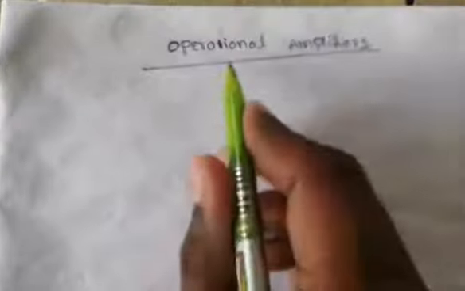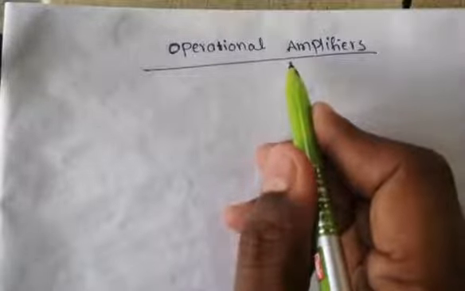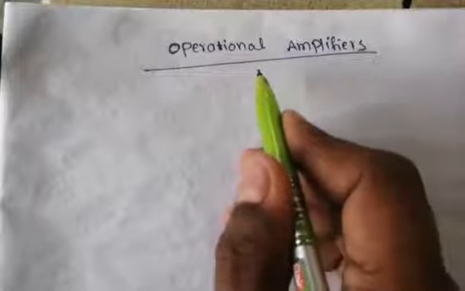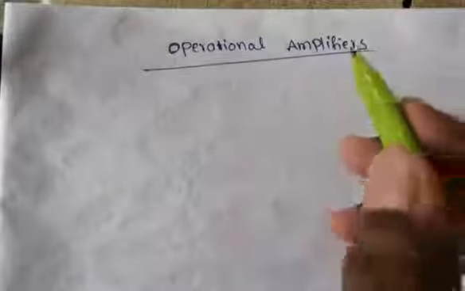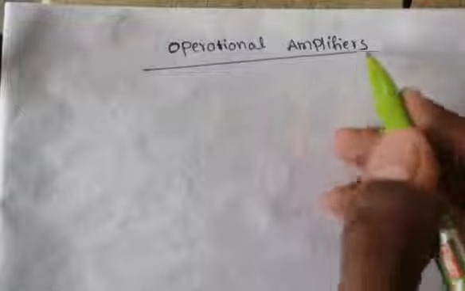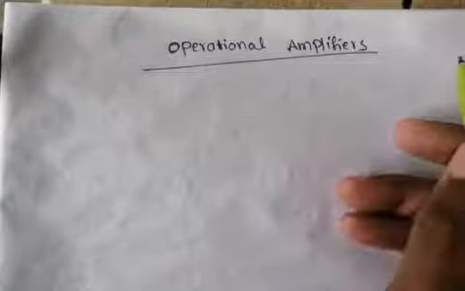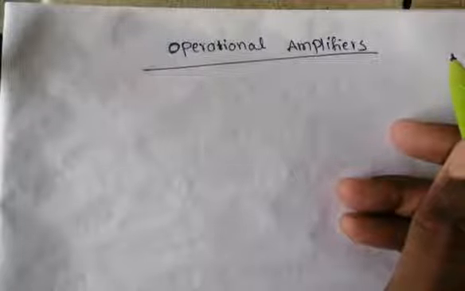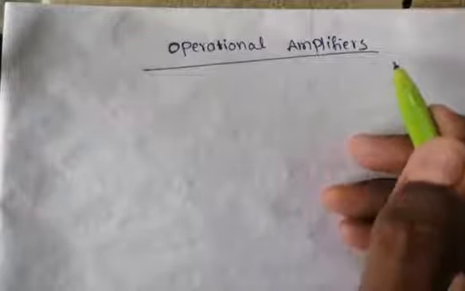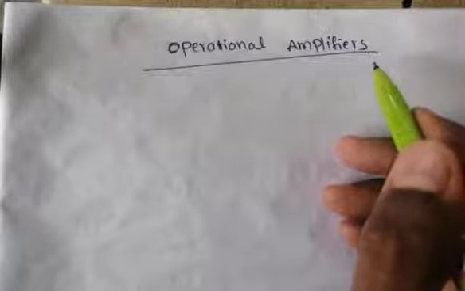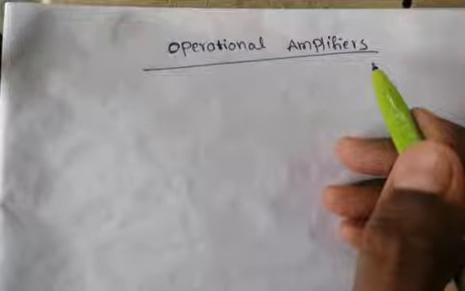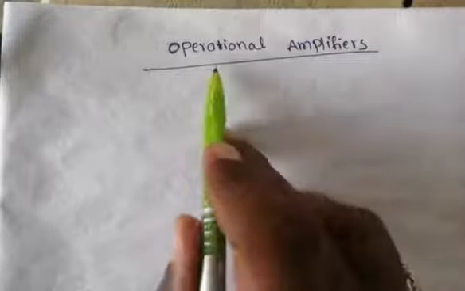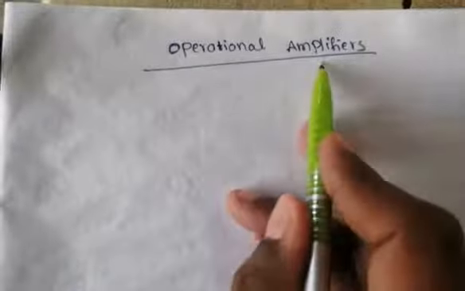First of all, operational amplifier. What is the meaning of it, compared with transistor amplifiers? Amplifier means it will convert a weak signal to a strengthened signal. Using a transistor, we are just converting a weak signal to a strengthened signal. Here, using this IC 741 op amp, we are performing operations along with amplification.